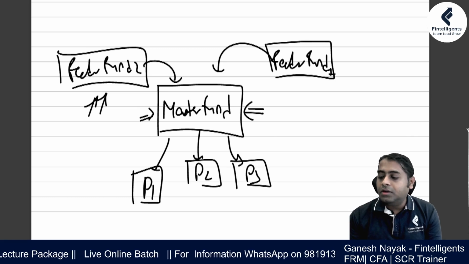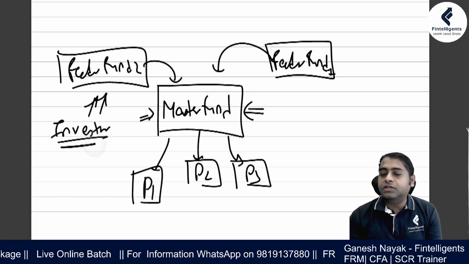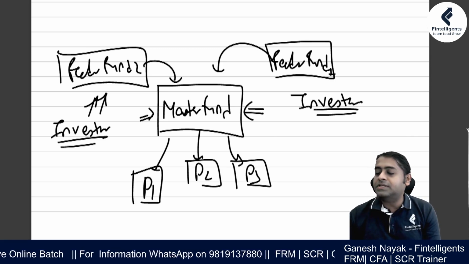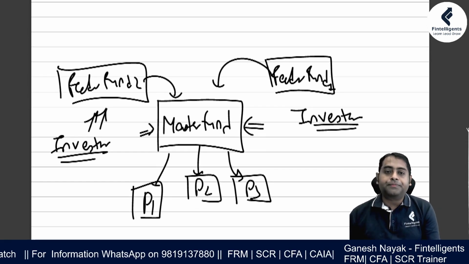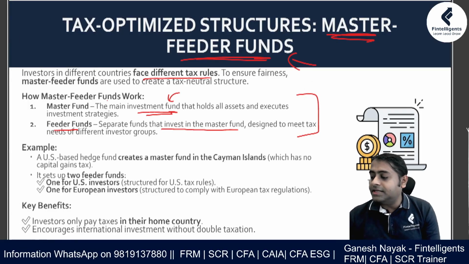Over here there might be a different set of investors who are investing into feeder fund 2. Over here there is going to be a different set of investors who are going to be investing into feeder fund 1. Okay, that is the idea. So let us read this. Look at the example also.